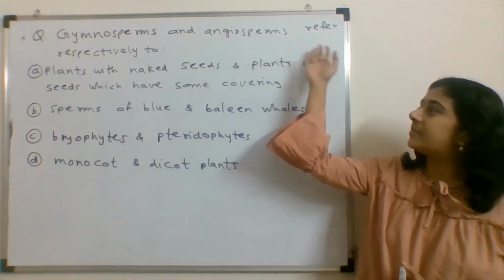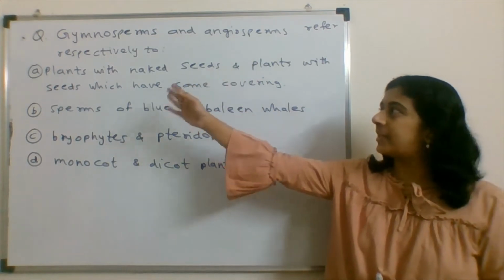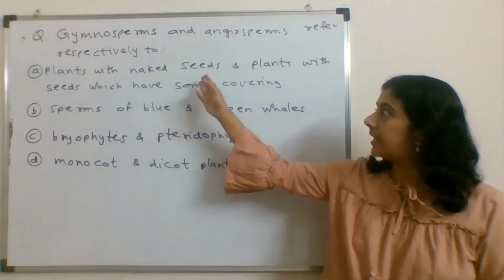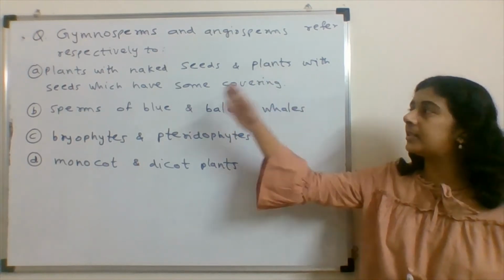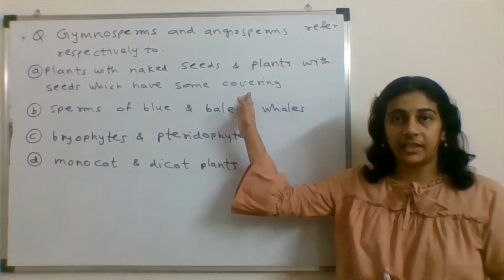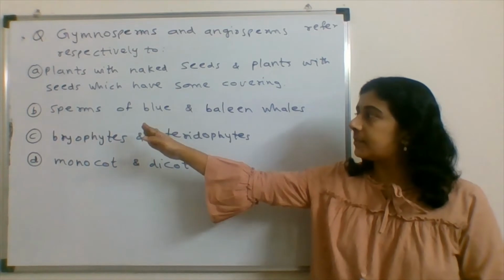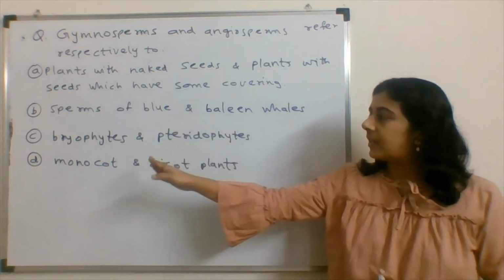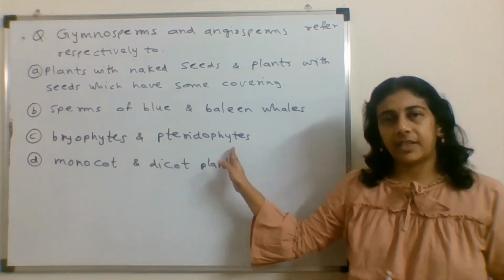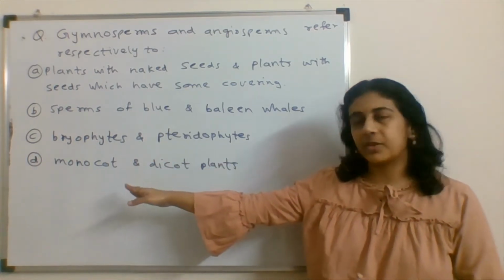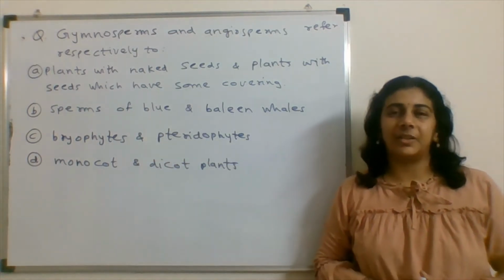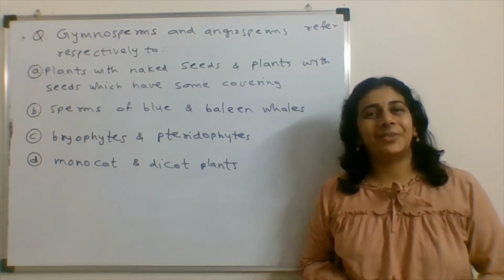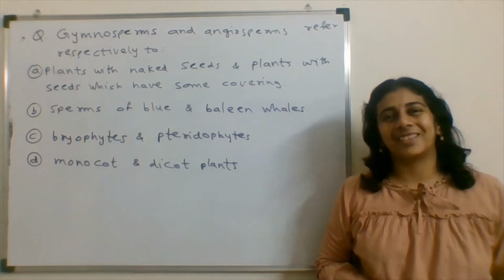Gymnosperms and angiosperms refer respectively to: the options are plants with naked seeds and plants with seeds which have some covering; second, sperms of blue and baleen whales; third, bryophytes and pteridophytes; and the last option is monocot and dicot plants. So let's go through each and every option to find the answer for the question.